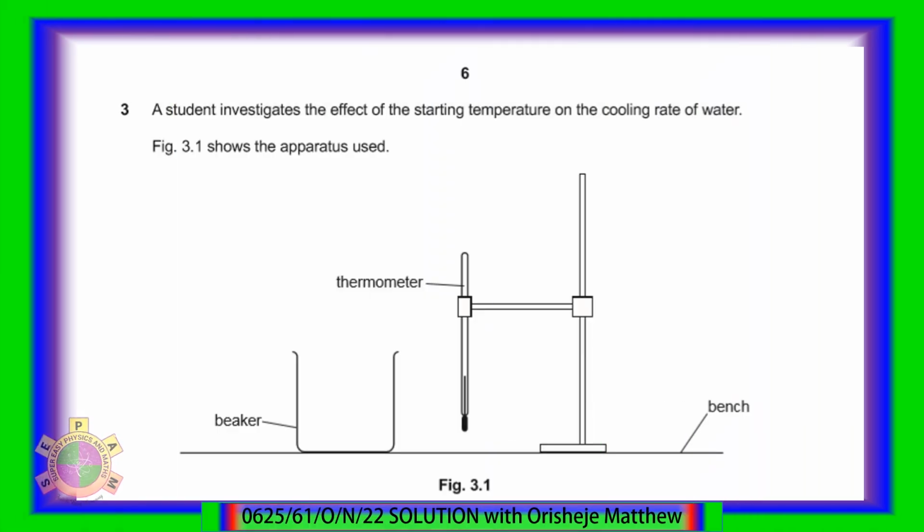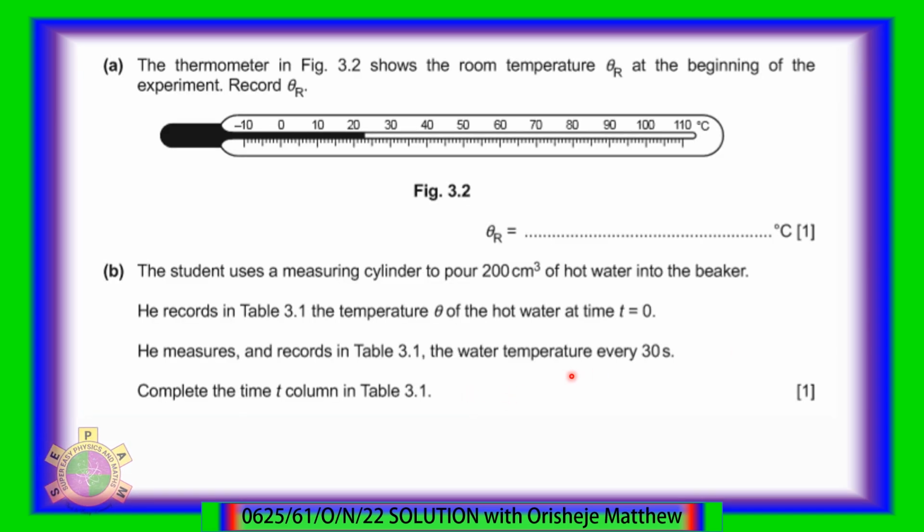Question 3 has to do with a student investigating the effect of starting temperature on the cooling rate of water. So you need a thermometer and a beaker. You put the water in the beaker, put in the thermometer, pour the hot water, and then record the start temperature. Then you time how long it takes for the temperature of the water to drop, and you measure the time at various intervals. Take note of this every 30 seconds.